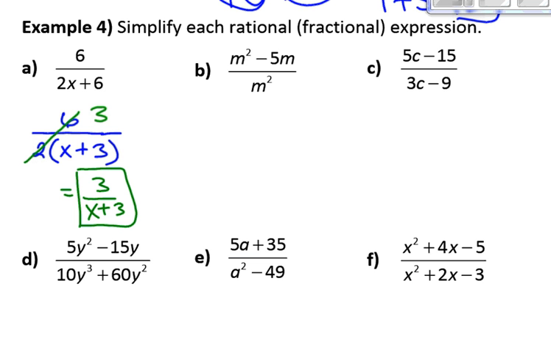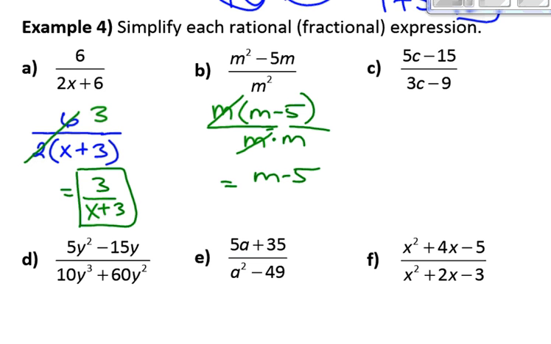Okay? Now for part B, the numerator can factor into m times m minus 5. The denominator is just still m squared. But remember that m squared is like m times m. So if you wanted to write that as like m times m, you could. And then you have an m in the numerator and an m in the denominator. So those cancel out, making 1. So my final answer is m minus 5 over m.